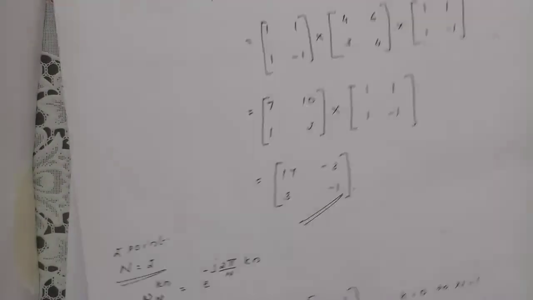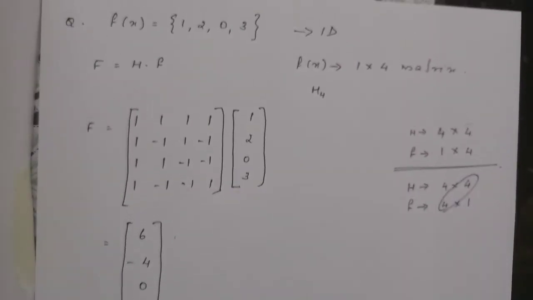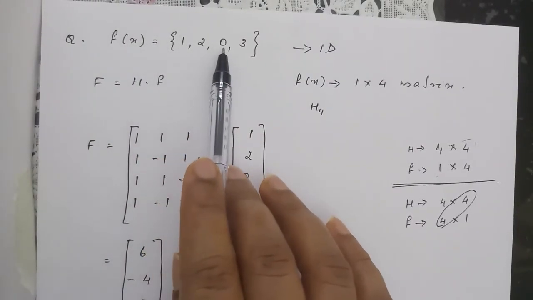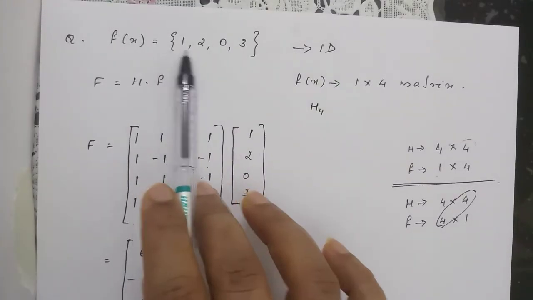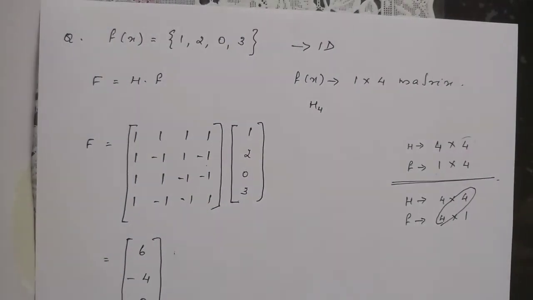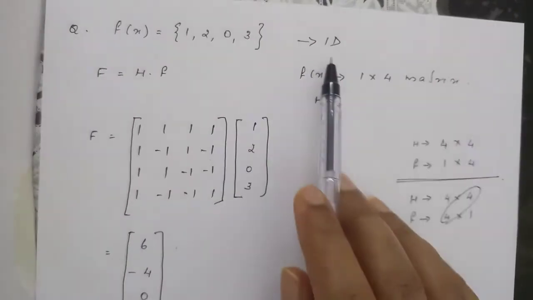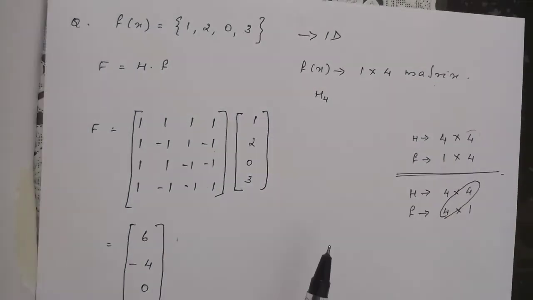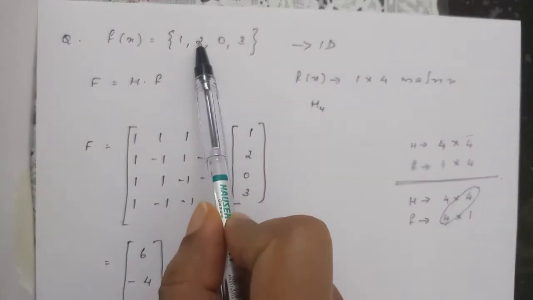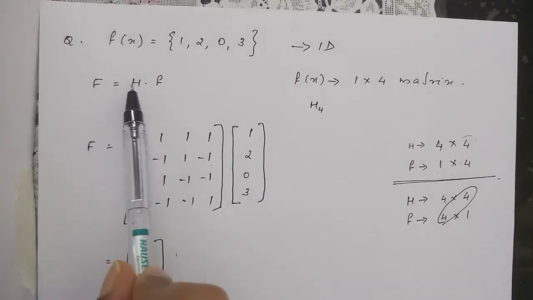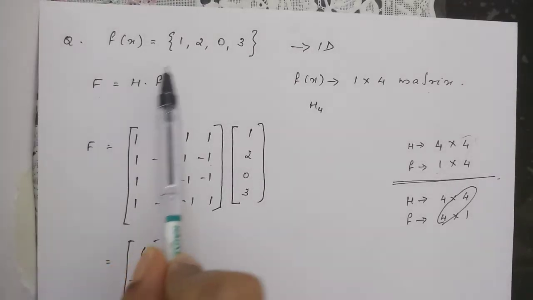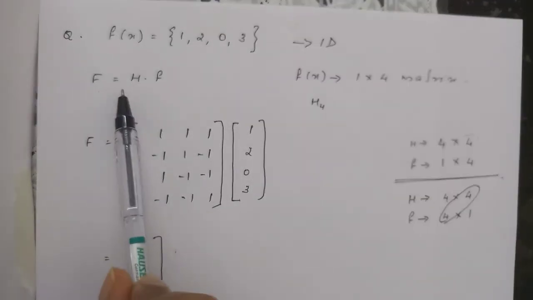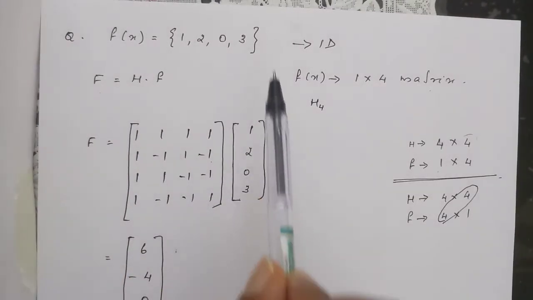Now we are going to see problems related to the Hadamard transform. First we have a function f(x) equal to 1, 2, 0, 3. It is one-dimensional because it has only one row or only one column, so it is a 1 by 4 matrix. We are going to find the Hadamard transform of this one-dimensional function. It is written as F equal to H into f. Since it is a 1 by 4 matrix, we require H4 here.